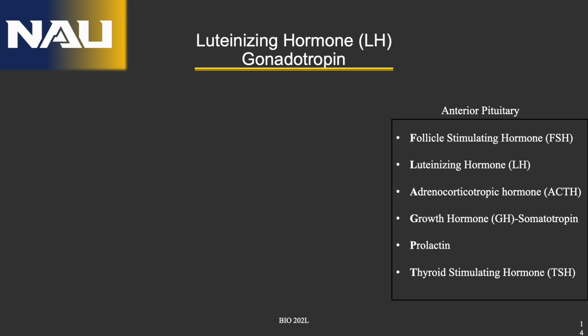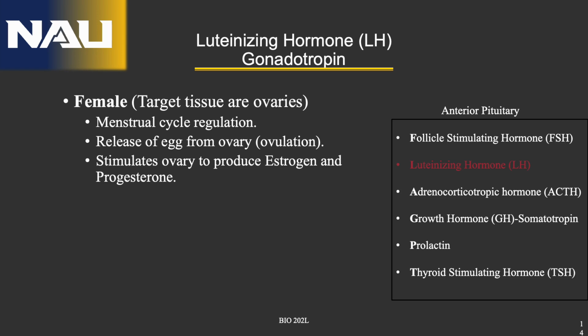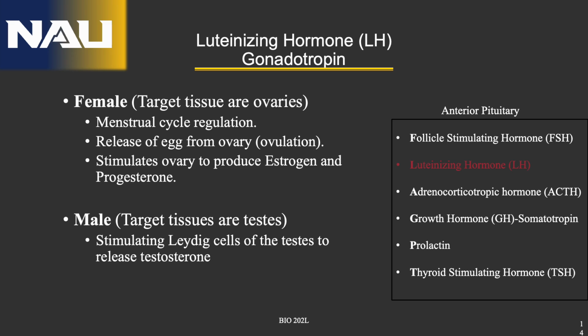Now, let's dive into the specific functions of luteinizing hormone, or LH, in both females and males. In females, luteinizing hormone plays a crucial role in regulating the menstrual cycle. It triggers the release of an egg from the ovary, a process known as ovulation. Additionally, it stimulates the ovaries to produce the essential hormones estrogen and progesterone.